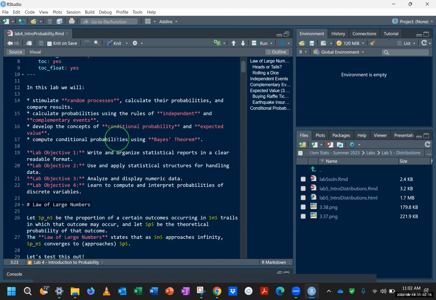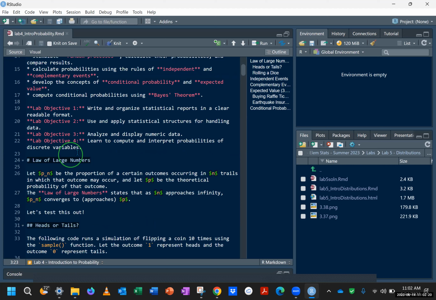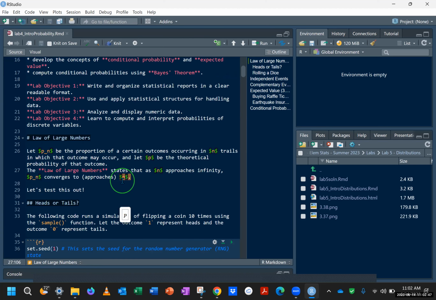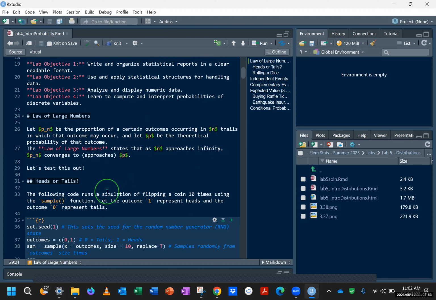One of the objectives in this lab that we'll start with is illustrating the law of large numbers that we've discussed. So what is this law? This law says that as n, the number of trials of a random event, increases, the proportion of a certain outcome that we've observed approaches the actual theoretical probability of that event occurring. If that's a lot of technicality to you, let's actually see this illustrated.